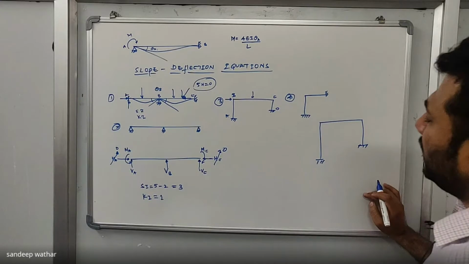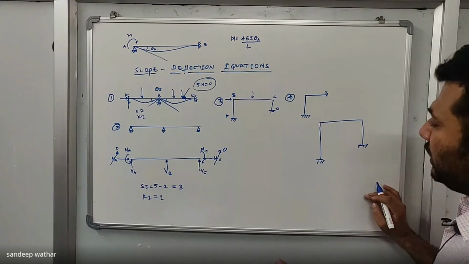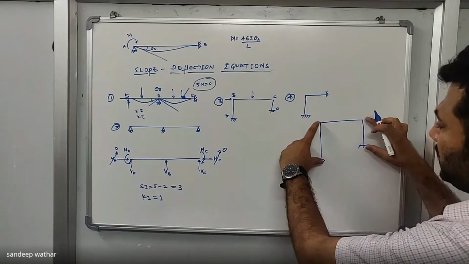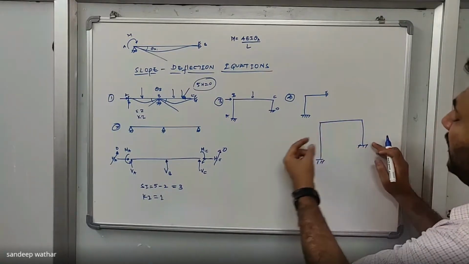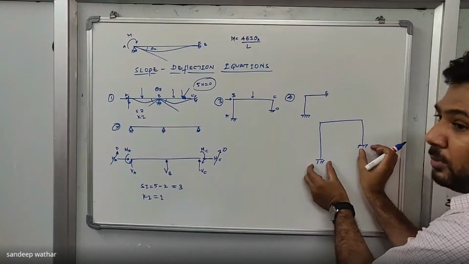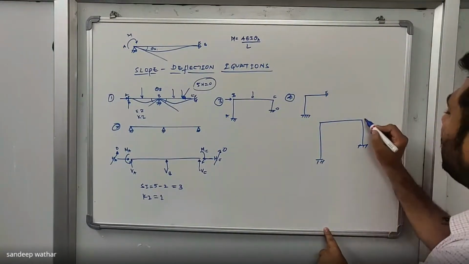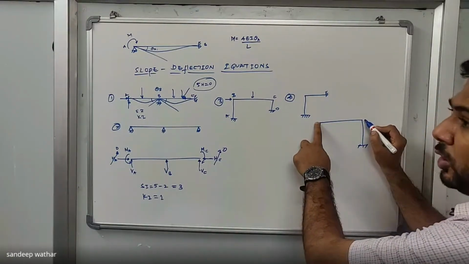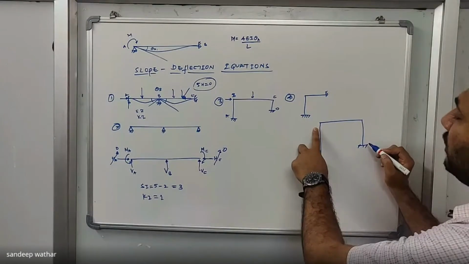Anyway, sway means what? Whatever this structure is, it is connected by two columns and one beam, and you must understand they are fixed only at the bottom. For example, they are not fixed at these two top points, at the column points. Now try to imagine it like this.